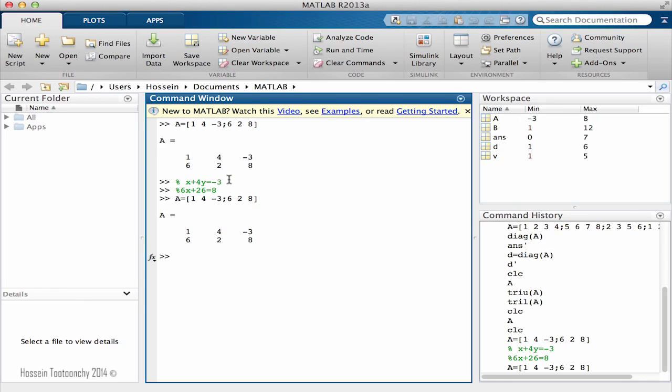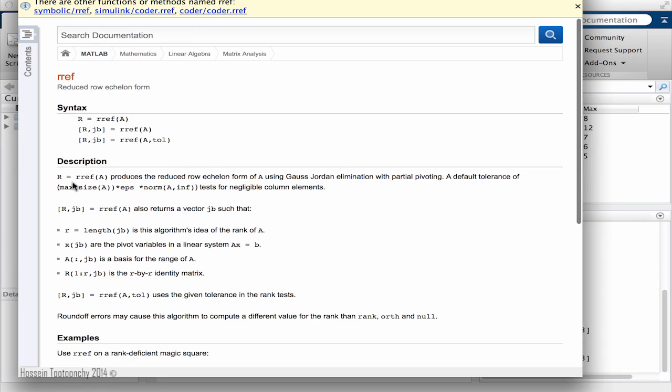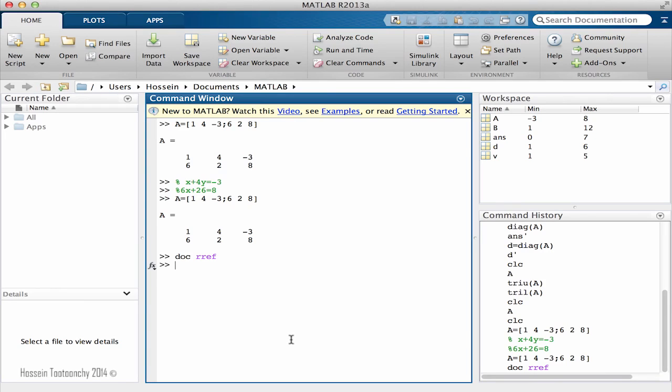There are different solutions for gaining the result, but today I'm going to show you one of the easiest ones, which is called the reduced row echelon form. And if you want to further investigate that, you can type doc RREF, and if you hit enter, you can read the definition and what it does. But I'm not going through that because it is just going to make things more complicated. What I'm going to do is show you how useful the whole thing will be.